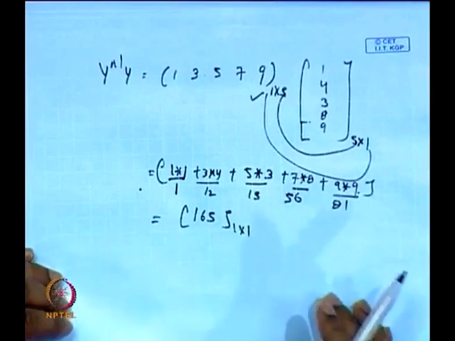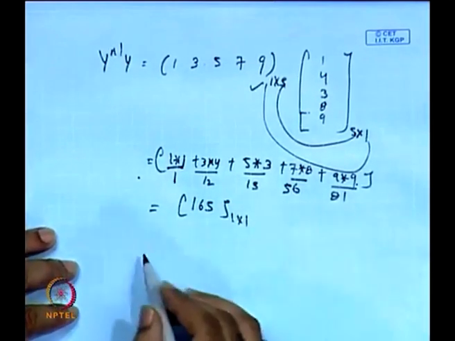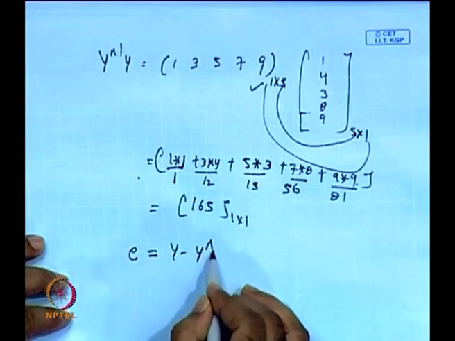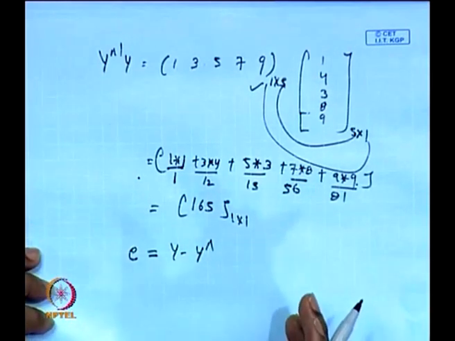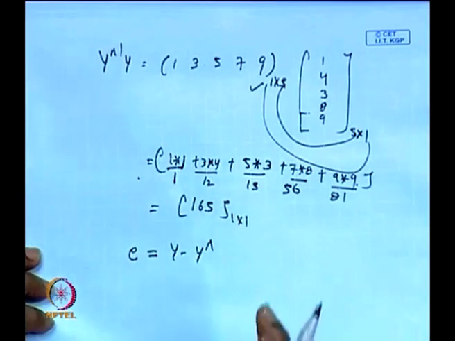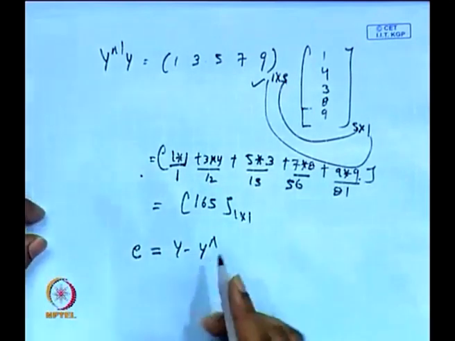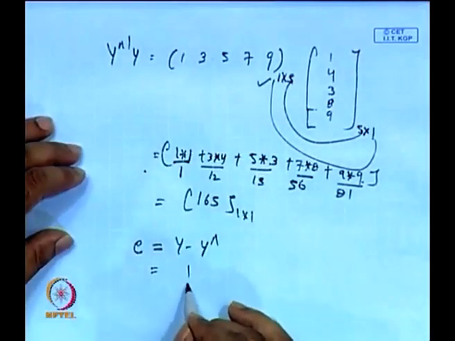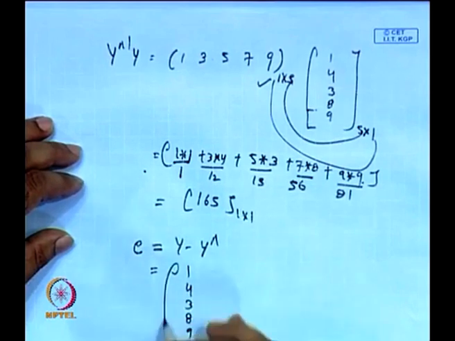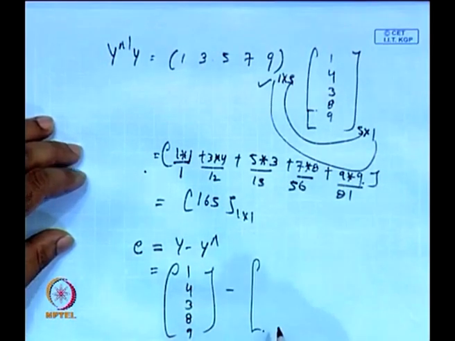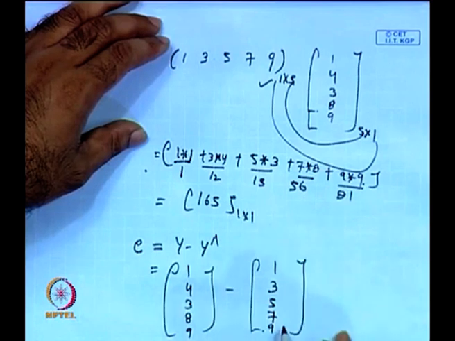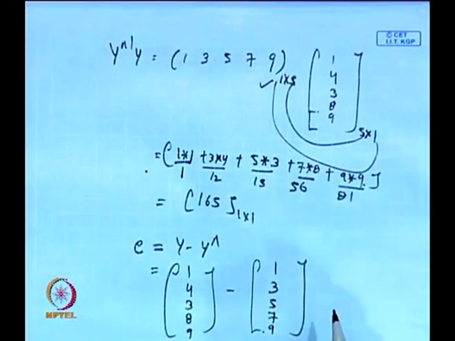So we would like to have summation e squares again. Okay, summation e square. So what is e? We would like to know e first. So e equals y minus y hat. Okay, so what is y hat here? y hat is 1 3 5 7 9. So we will formulate like this. y is 1 4 3 8 9. Then y minus y hat, where y hat equals x beta hat.